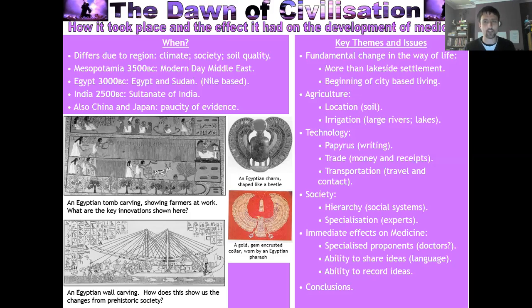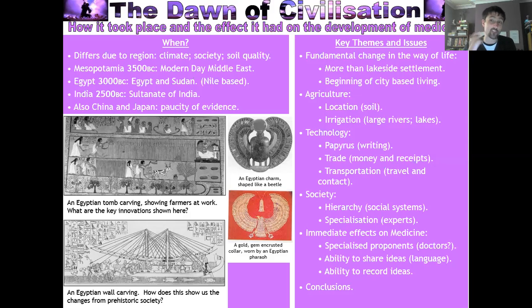Whereas when you get to civilization, when you get to these societies in India and Egypt and Mesopotamia and China, you end up with a more sort of pyramid shape. You end up with people at the top, you end up with people at the bottom, and you end up with people in between. So civilization tends to mean hierarchy.